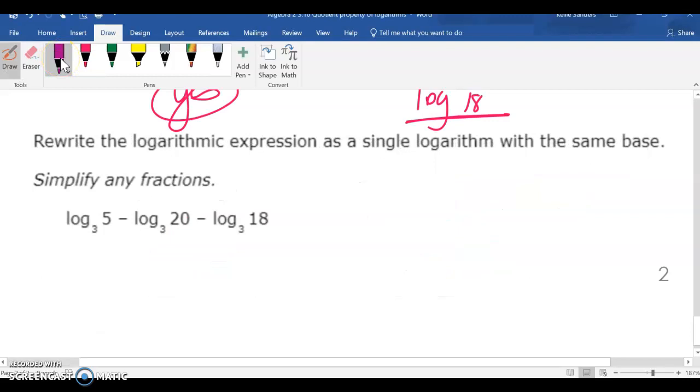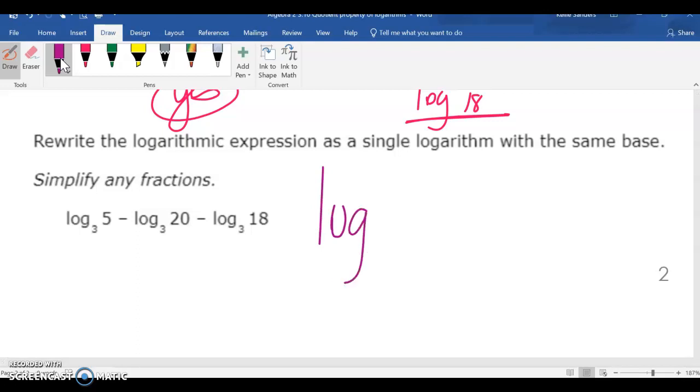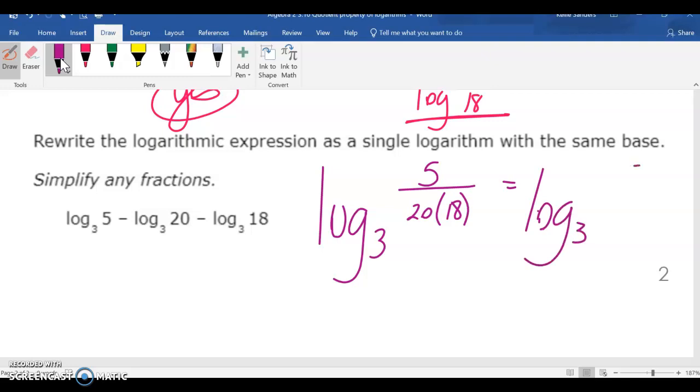Last one, rewrite the logarithm, make it a single logarithm. I don't know why I put this one on here because we've been doing it over and over. But the 5's on top, the 20's on top, the 20's on bottom, 18 is on bottom. Oh goodness, I know 5 goes into 5 one time, 5 goes into 36 7 times with 1 left over, which makes 10, which makes 2.